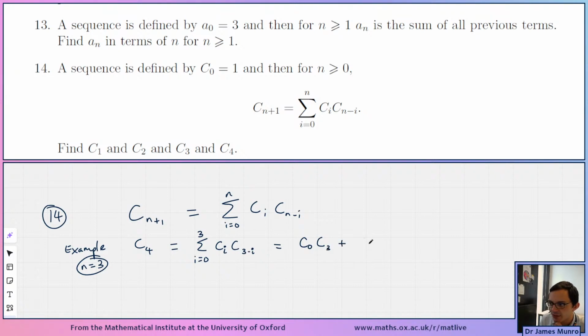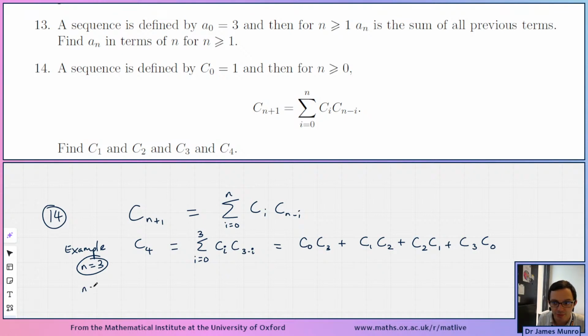And then I put in I equals 1, which gives me C1, C2. And then I put in I equals 2. And I keep going like a computer with a for loop until I get to the stop condition, which is I equals 3. So something like this. Which is pretty, but I only know C0 at the moment. I don't know C3, 2, and 1.